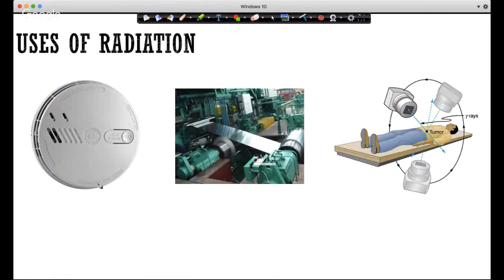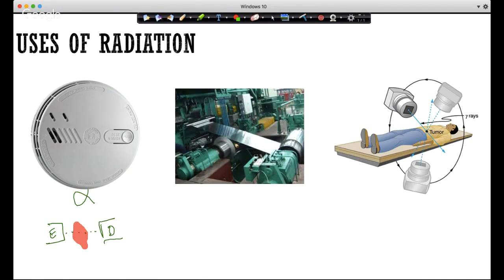Alpha radiation is used in a smoke detector. There is an emitter and a detector, and the emitter sends out little particles of alpha radiation, and the detector detects them. As long as it's detecting them, the alarm doesn't go off. If a little blob of smoke appears, it's going to block the flow of those alpha particles and set the alarm off.